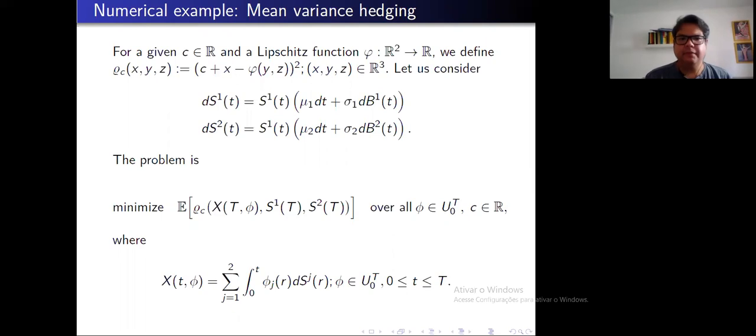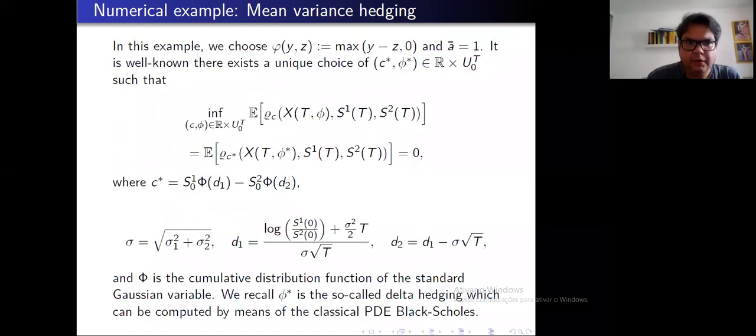Obviously, it's Markovian, and you can solve it by PDE, for instance. So I want to minimize this quantity here. In this example, I will choose as payoff functional phi the European call option, and A bar is 1. The controls take values in -1 and 1, and it is well known there is a unique choice C star and phi star such that this infimum equals 0. So there are C star and phi star which realize this equality, where C star, the optimal capital, is given by a Black-Scholes type formula. I don't remember, it's in a paper. In the literature, you can find this closed form solution, okay?